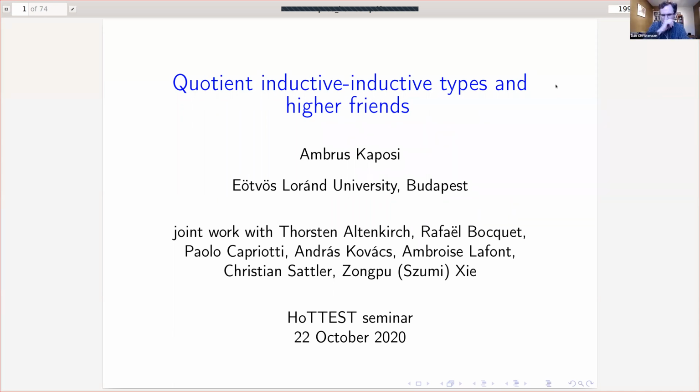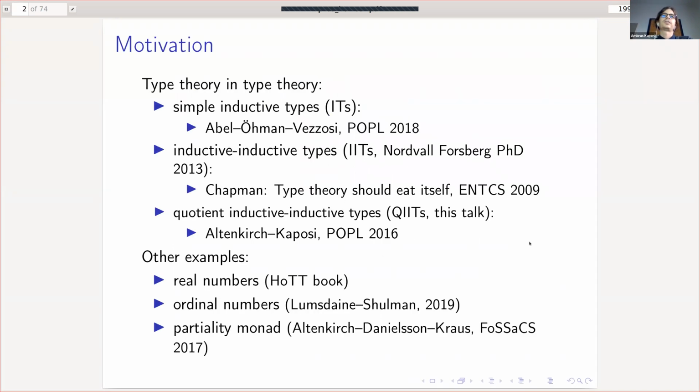So I will present joint work with lots of different people. I missed some people in the abstract, so here is the hopefully complete list with whom I worked on this project. My motivation for quotient inductive types was understanding type theory, and then because type theory is a very nice language, I wanted to describe what type theory is inside type theory, and there these quotient inductive types come in.